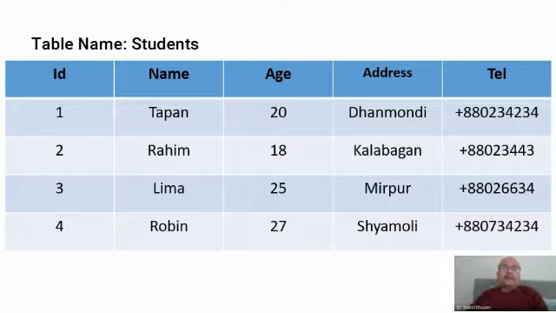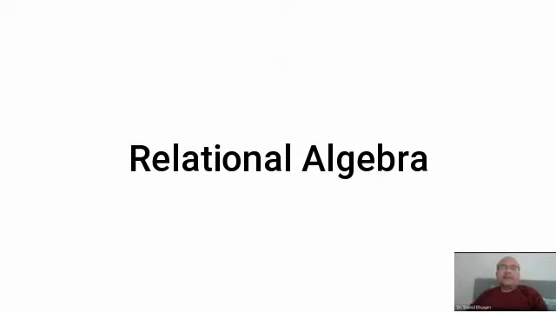Many of us have learned set theory in mathematics in junior classes, like intermediate level. We have learned set theory where we learned what is union, what is intersection, what is set difference. Those concepts we'll use in the database, and for that we need to represent them in some symbolic way, that is called relational algebra. So what is relational algebra?